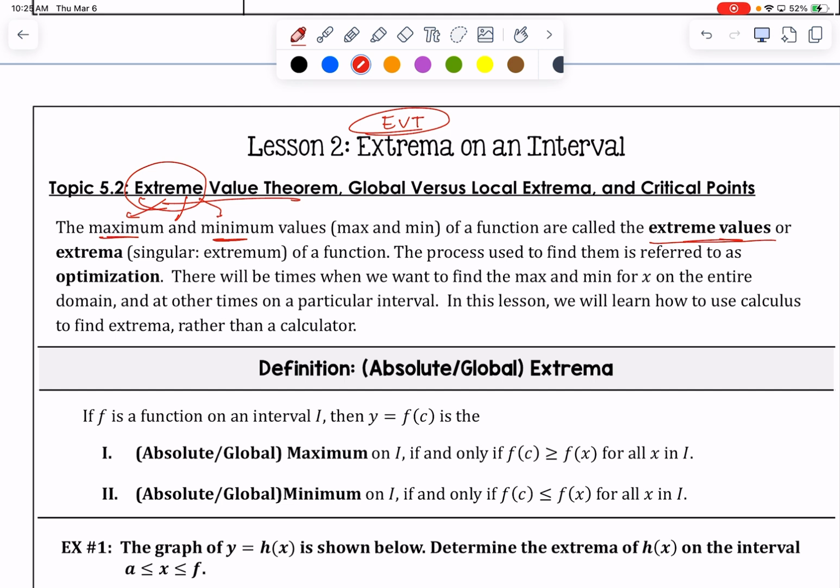Extreme values, or extrema. The singular is extremum. I guess that's how you pronounce it. I never use it. I just talk about extrema. The process to find this is referred to as optimization. There'll be times when we want to find the max or min for x on the entire domain, and other times on a particular domain. When I say the entire domain, I mean let's figure out the max and min from negative infinity to infinity. And there are times where I have to restrict the domain so the function is continuous.